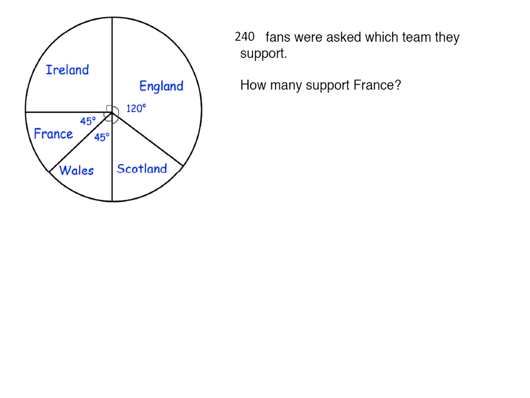240 people are represented on this pie chart. 240 fans were asked which team they support. So this entire pie chart represents 240 people. I need to work out how many support France. Well, what I'm going to do instead is work out how many people represent all these countries.